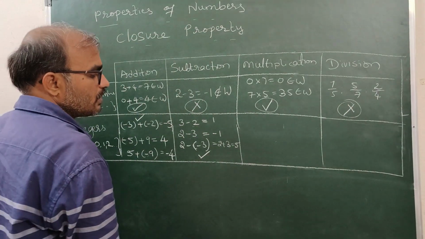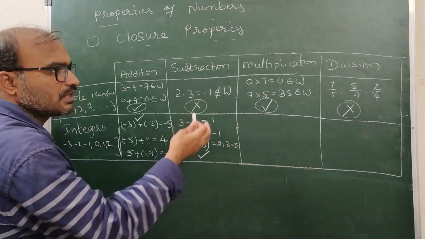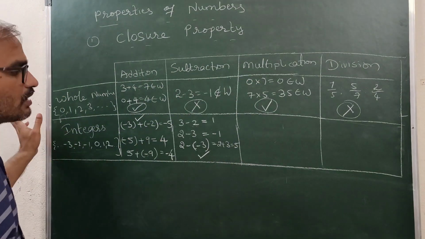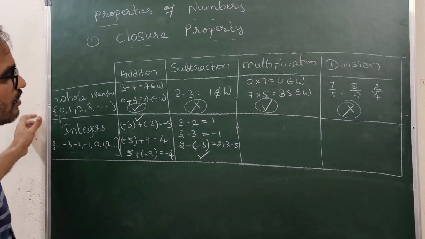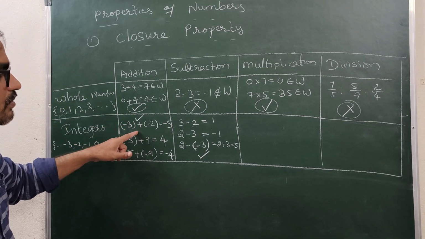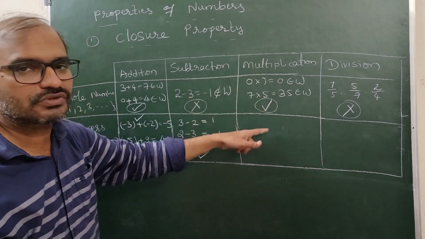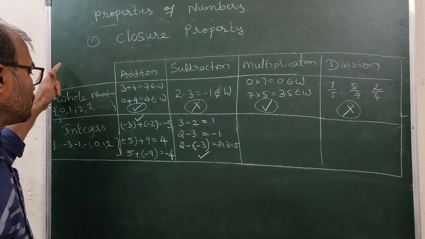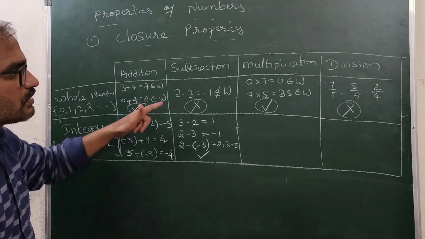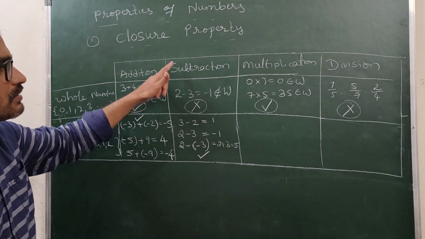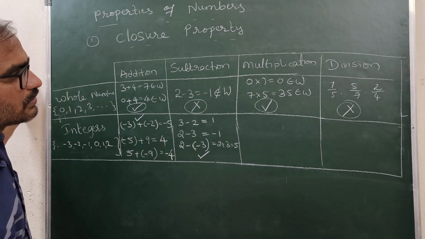What about multiplication? Multiplication, you have seen, is true in natural numbers and whole numbers, so it is true in integers also. So you can remember: addition is true for all, and multiplication is true for all: whole numbers, natural numbers and integers. Subtraction is only for integers, not for whole numbers and natural numbers.